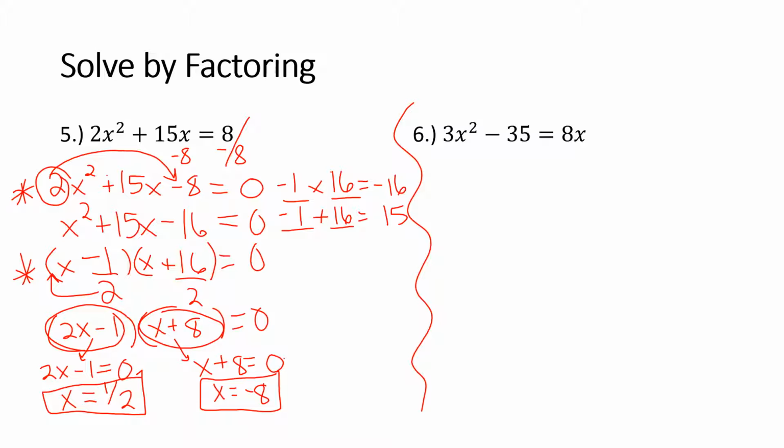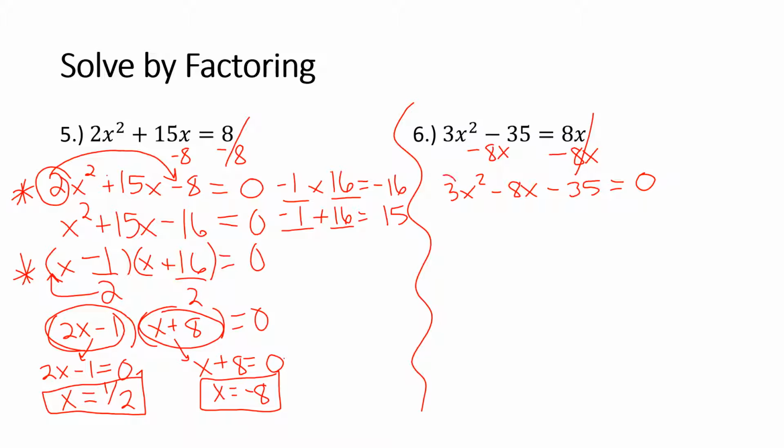So again, in this example, we need for it to be set equal to 0. So we're going to take this 8x and start by moving it to the other side. Do make sure that you have all of your terms in order. So the 3x squared goes first, then the minus 8x, then the minus 35. Once it's equal to 0, now you can factor this problem.